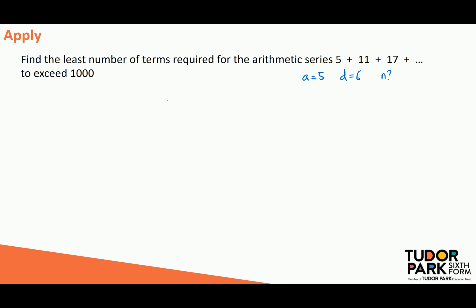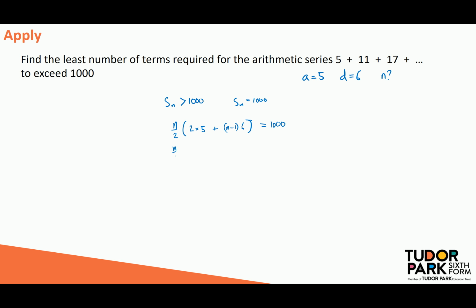So I want to find when Sn is greater than 1000. Well, to make this question a little bit easier, let's try and find out when Sn is 1000. So when would that happen? Well, that would be when our sum, which would be n over 2 lots of 2a, which is 5, plus n minus 1 lots of the difference, which is 6, will be equal to 1000. We want to try and find that point.